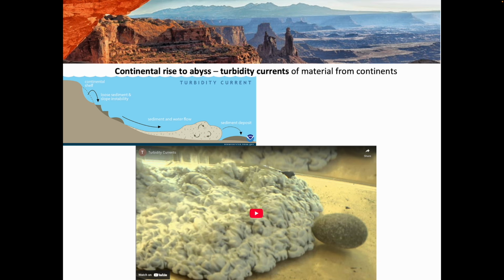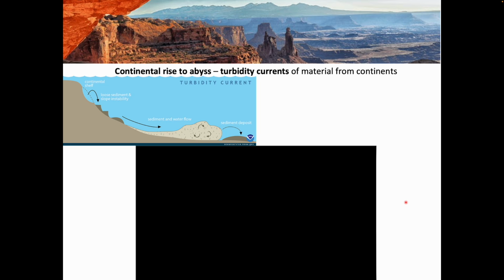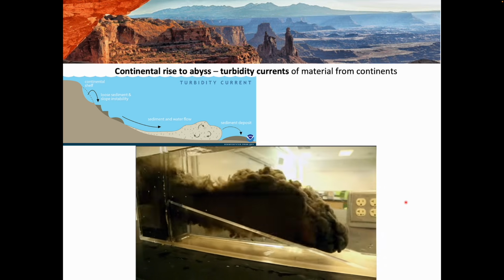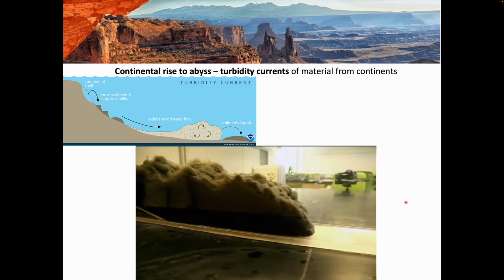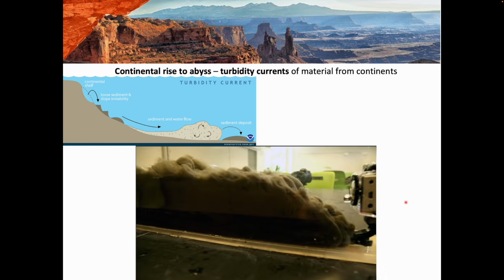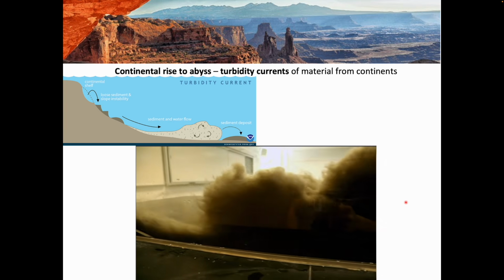This video shows a model in a tank made by Western Washington University that shows what underwater turbidity currents look like. So we can see our landslide released and our sediment plume billows out in this huge underwater cloud that moves very quickly underwater. The real large turbidity currents under the ocean can move 70, 80 miles an hour.